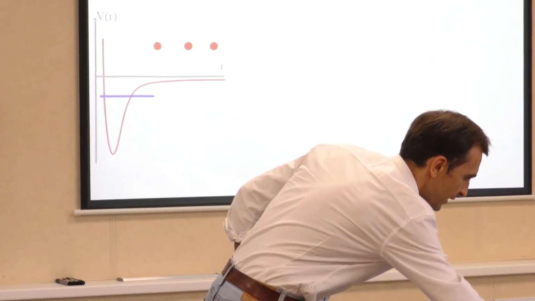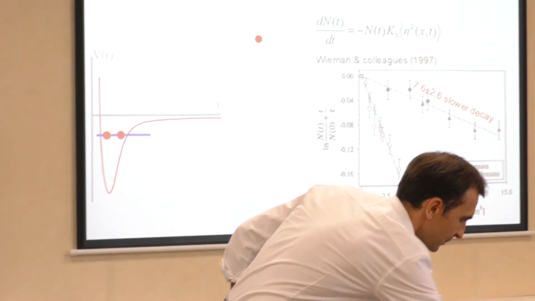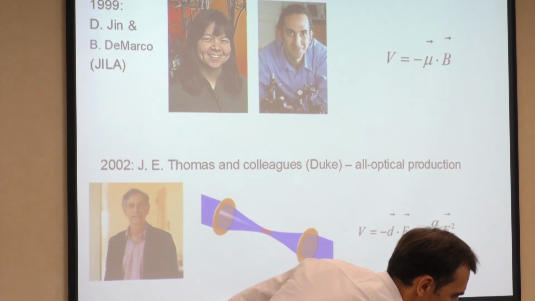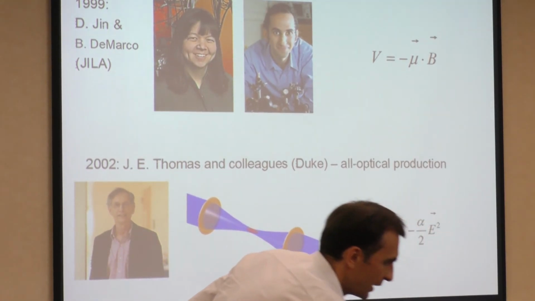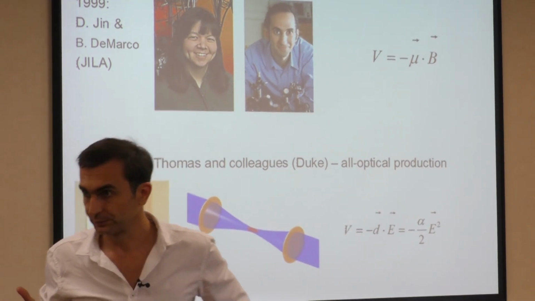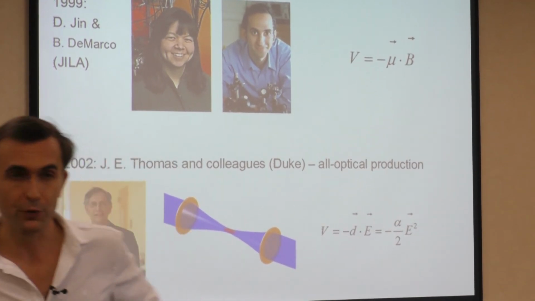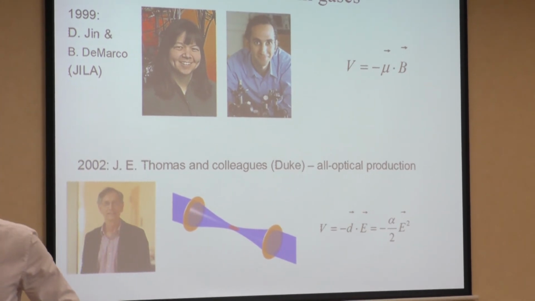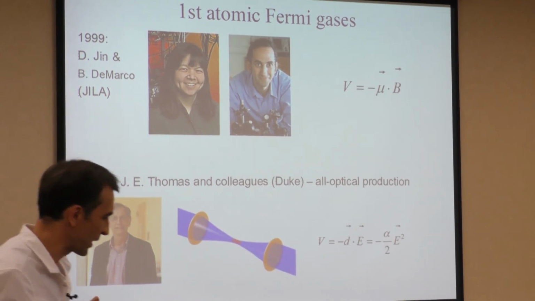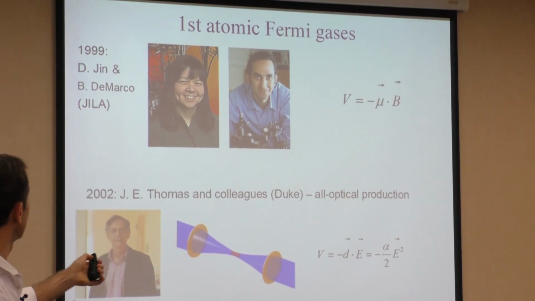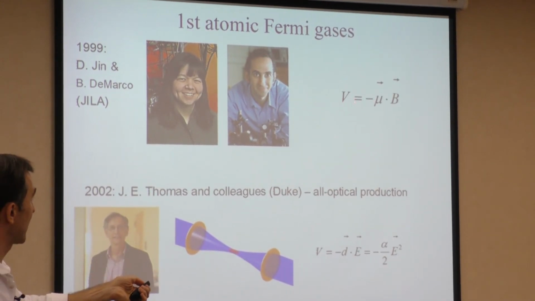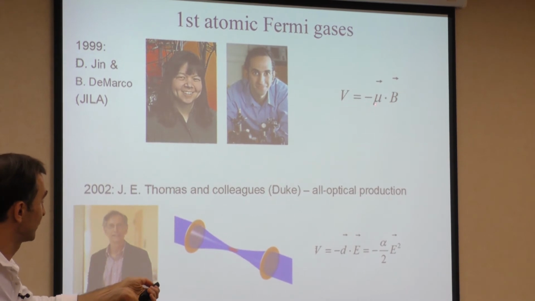Okay, now let's start. I've already told you the basics about bosons. Now let's look at the fermions. The first Bose-Einstein condensate was produced in 1995. Fermions came later. The first experiment with fermions was done in the year 1999, and it was produced in a magnetic trap. It was again produced in a magnetic trap.